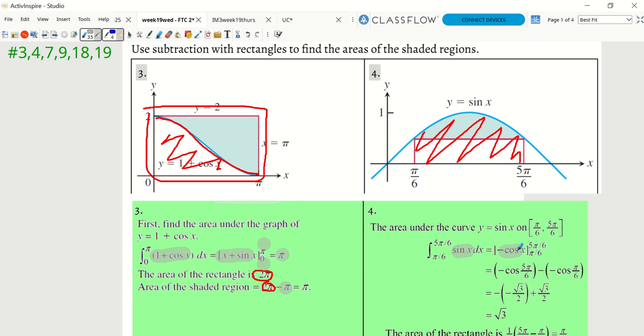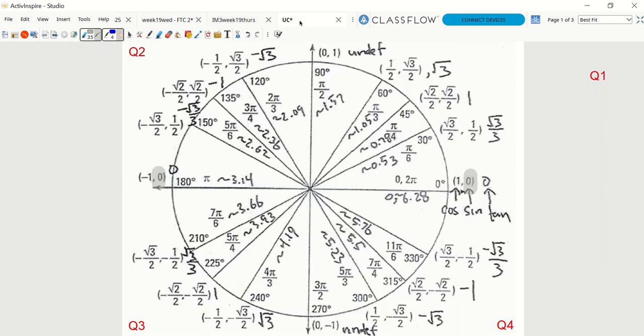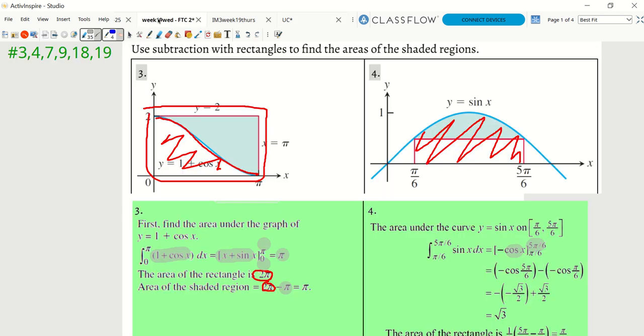Since it's not a perfect shape, we'll use the antiderivative. The antiderivative of sine of x is negative cosine of x. Plug in 5 pi over 6 and pi over 6, and you subtract them. So let's just walk through the unit circle here. Cosine of 5 pi over 6 is going to be negative root 3 over 2, and there's a pre-existing negative over here.